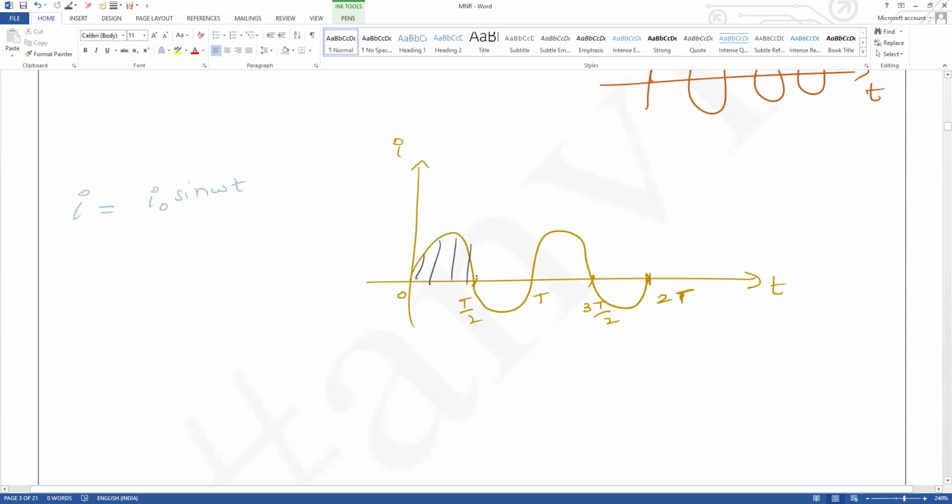Now, let us consider one full cycle. Full cycle means one positive half and another one negative, so the time period is 0 to T. So if I take I average, it is equal to 0 for the full cycle. Sir, why? So, shall we discuss now?